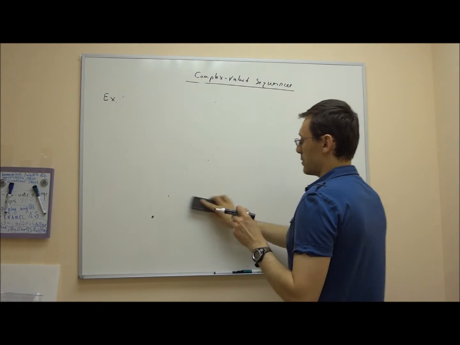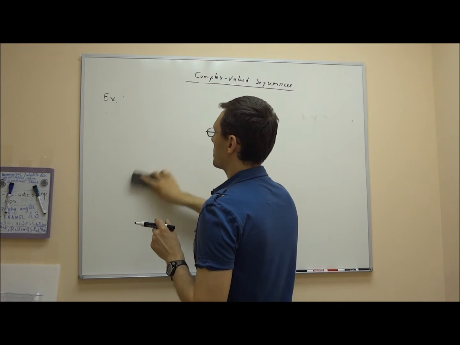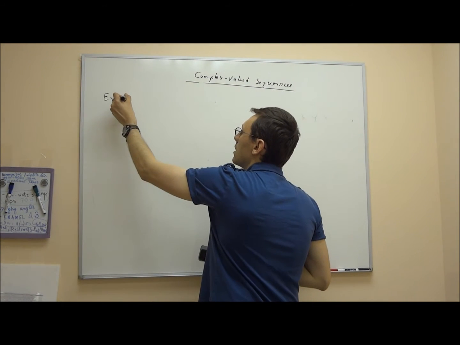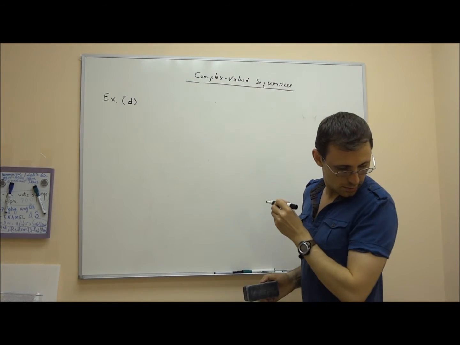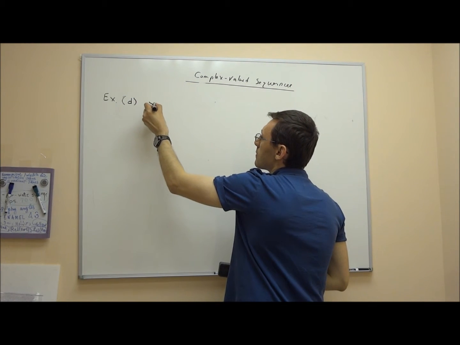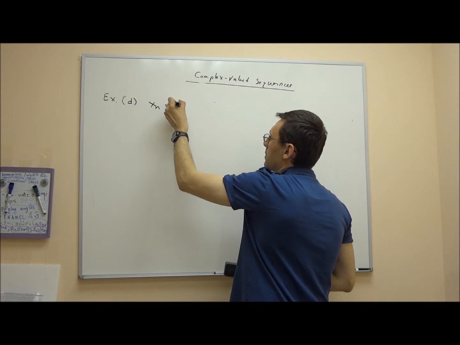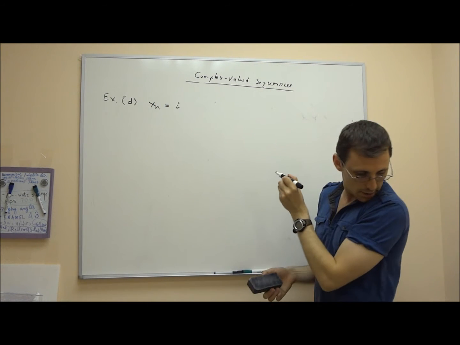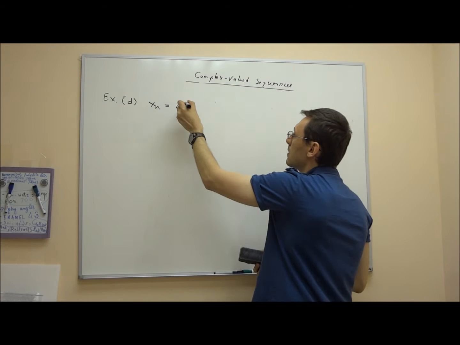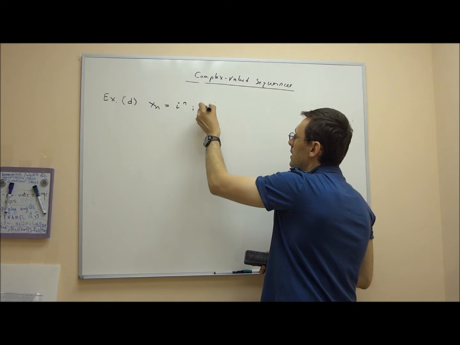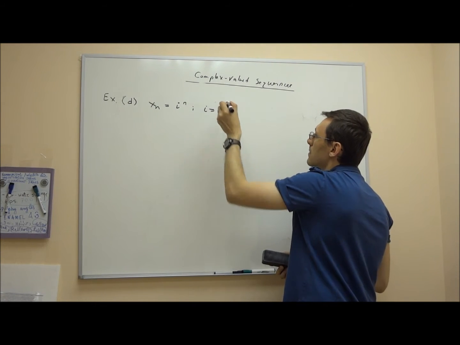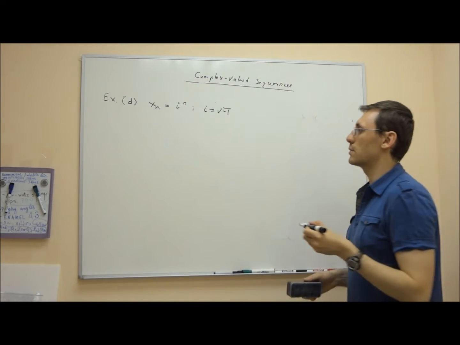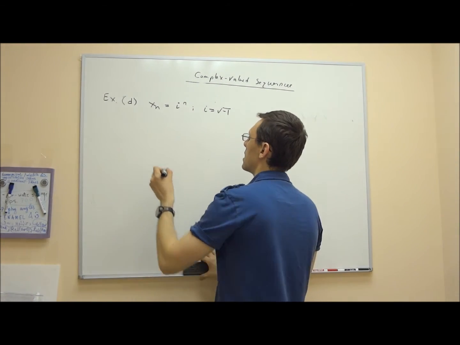The previous sequences were all real valued sequences, in fact. But this sequence, xn is equal to the number i raised to the power of n. And i is, as you remember, the root of -1, so that now it is a complex valued sequence. So what can you say about the sequence?